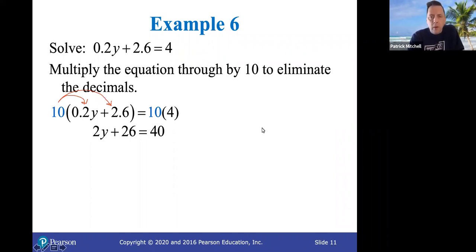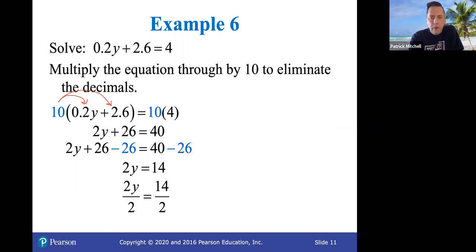So now we are going to subtract 26 on both sides. That's going to give me 2y equals 14. Divide both sides by 2. You get y equals 7. And that's the end of section 5.6.